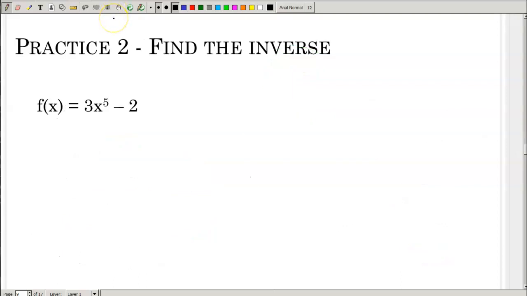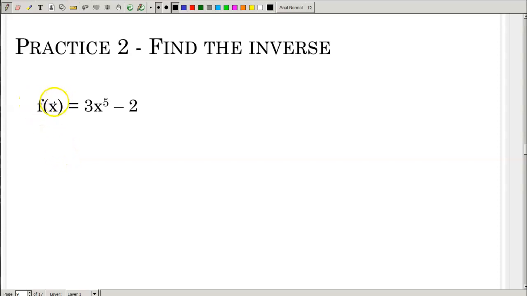All right, so here's another practice problem. In this case, it is f of x equals 3x to the 5th minus 2. So I'm going to start this one for you because it's a little bit different. We're using function notation in this next practice problem.